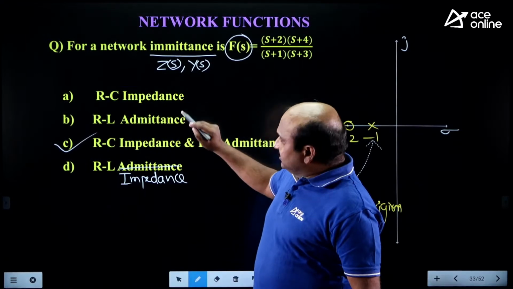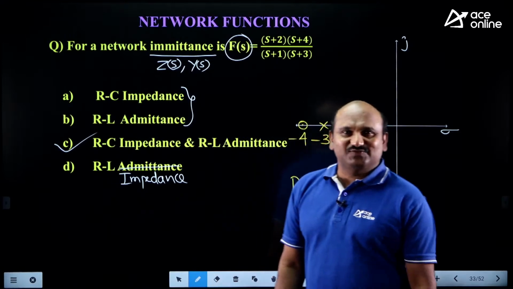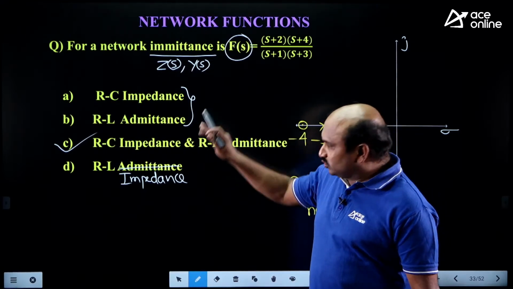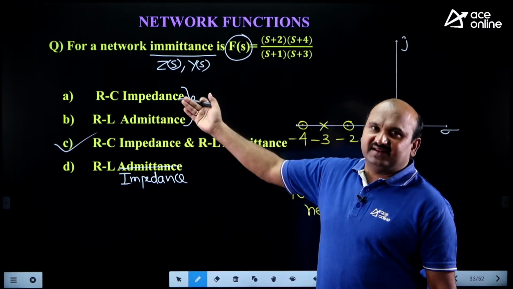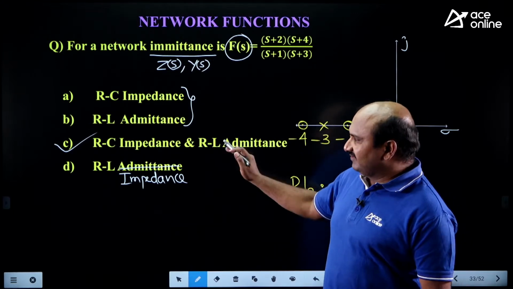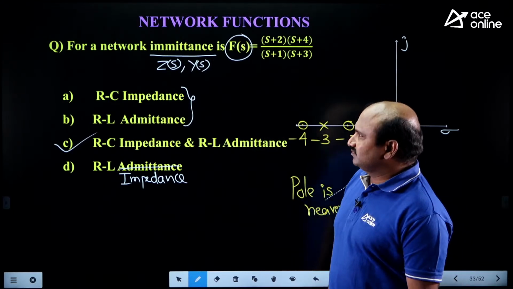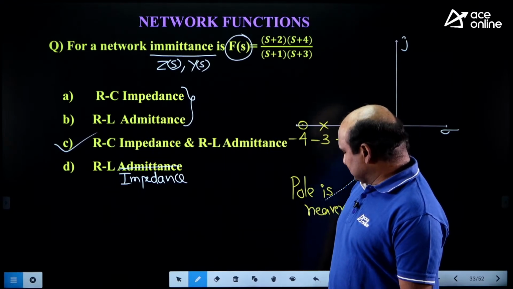This is correct. Both are correct, and that is given in the C option. That's why if that option is provided, we should go for that one only. If it is not given, then either A or B. It can be a multiple select question, but here it is given, that's why C is the correct option. Is it okay? Right. Next one.